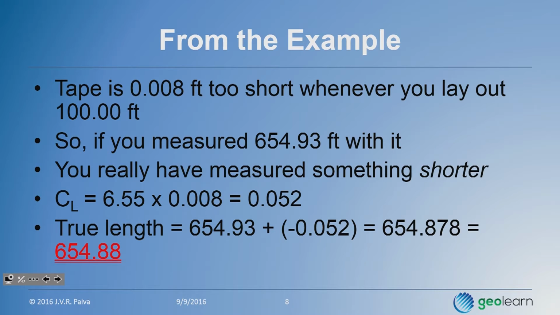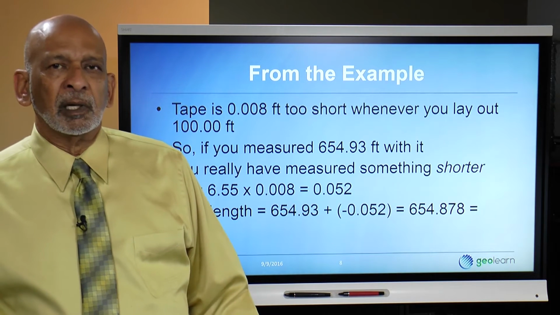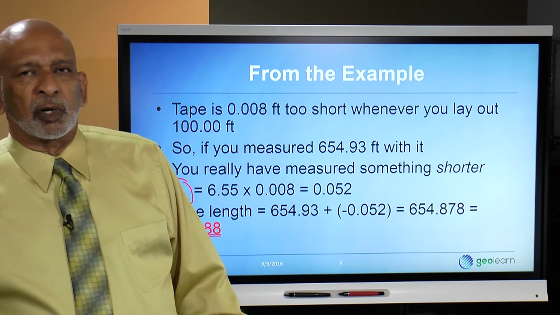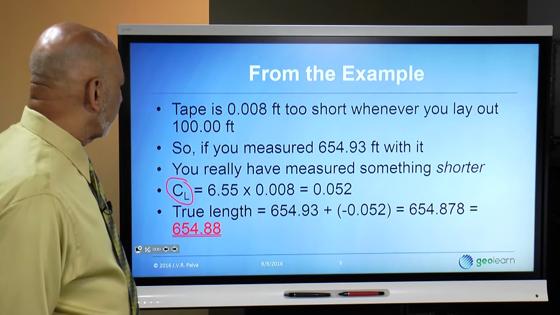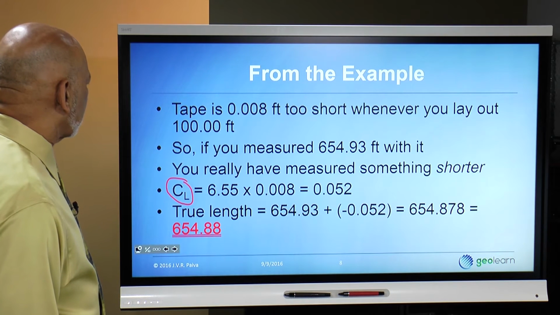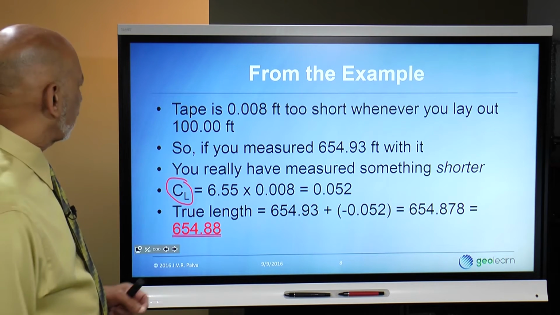So you note here I have C sub L. So that's kind of a standard type of notation. C is always the correction, and then we put a little subscript, which is short for the name of the correction. And here I have used L, C sub L, which is because we're doing correction for length, meaning the incorrect length of the tape.